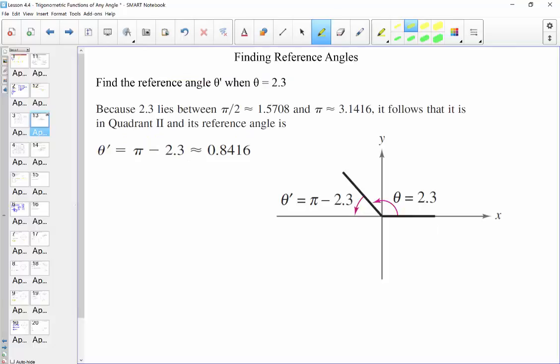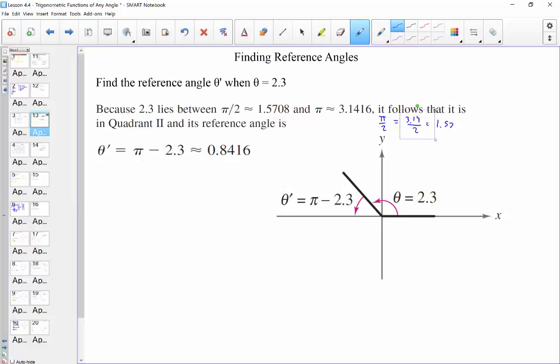In the next problem, we're to find the reference angle theta prime when theta equals 2.3. Recall that in working with radians, we can either work with them in fractions, for example pi over 2, or decimal form. The decimal form is determined when we substitute approximately 3.14 into pi. So for example, on the positive y-axis, we know that equals pi over 2 radians. If we substitute 3.14 in for pi and divide by 2, that's equal to approximately 1.57.